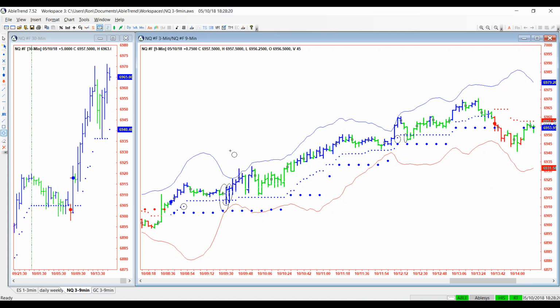Skip says, do you think the 3-minute is more accurate than the 1 minute? No, I think the 1-3 combination is, especially if you're day trading like you are, Skip, getting in and out more quickly. I like the 1 minute, 3-minute guidance chart. The 3-9 is more for staying in the trades a little bit longer, but you've got to be really patient because you don't get as many trades that way.